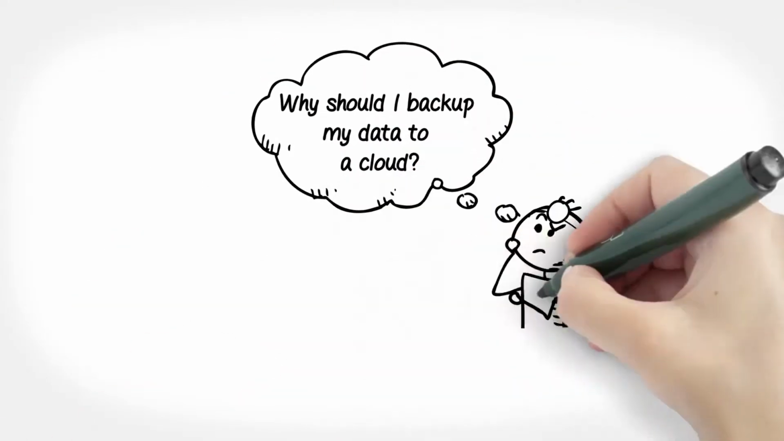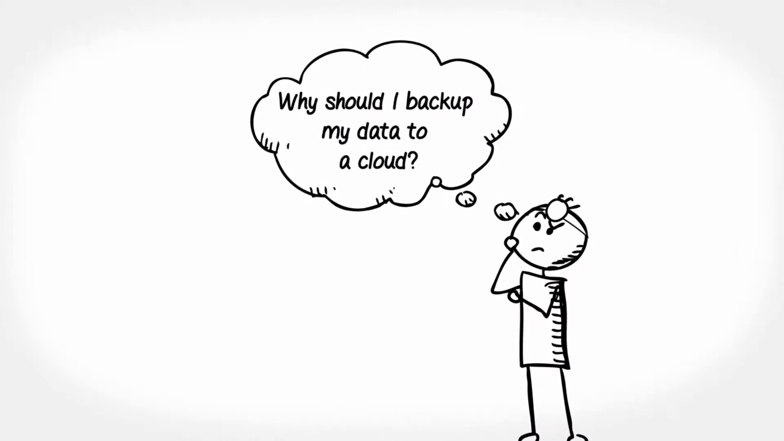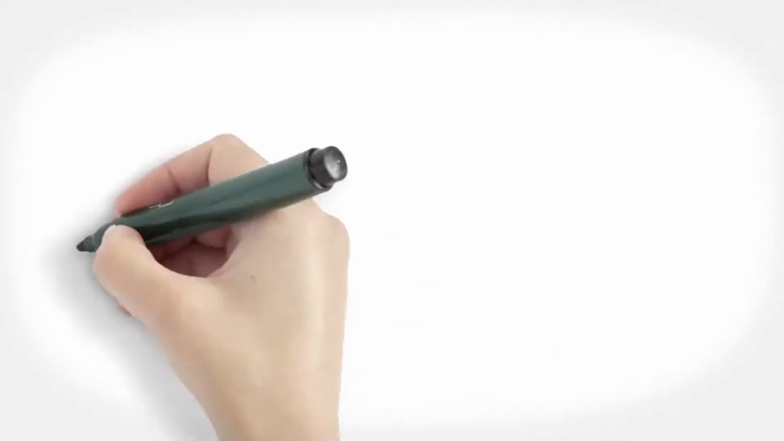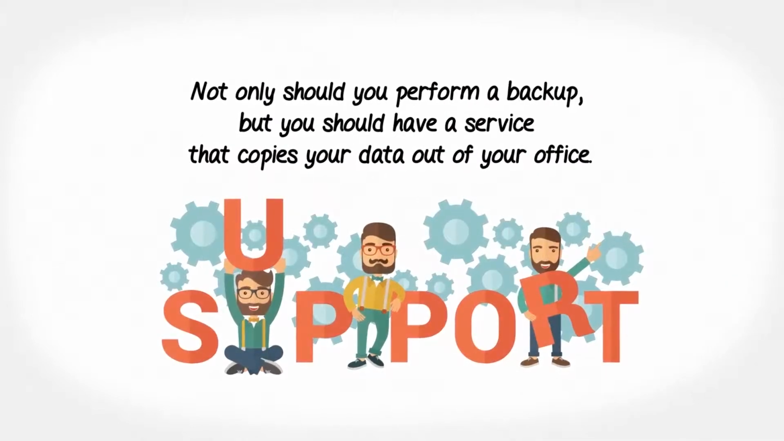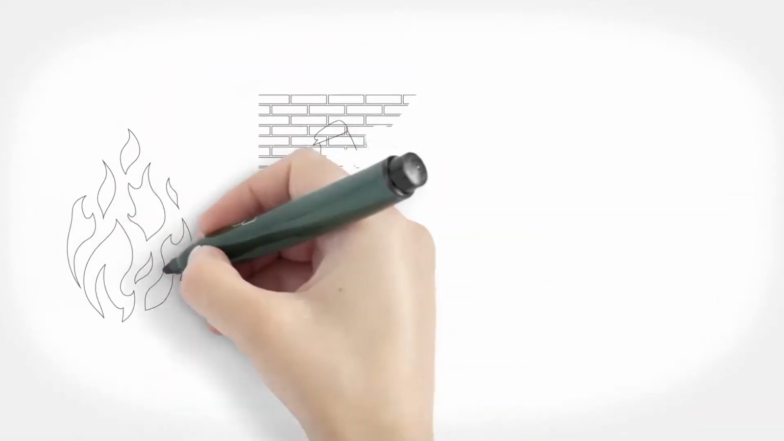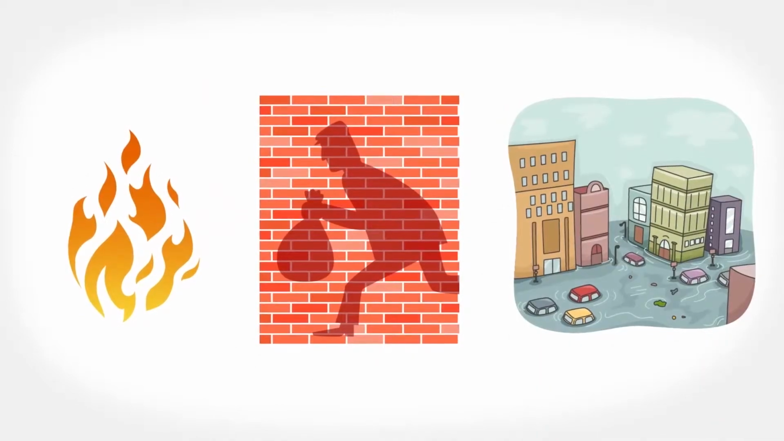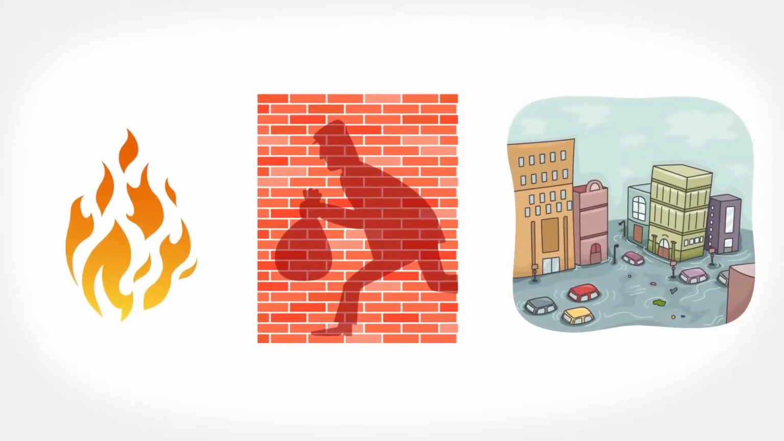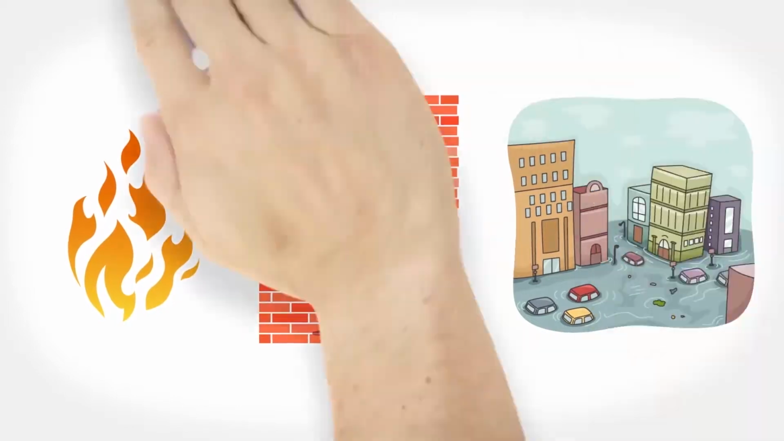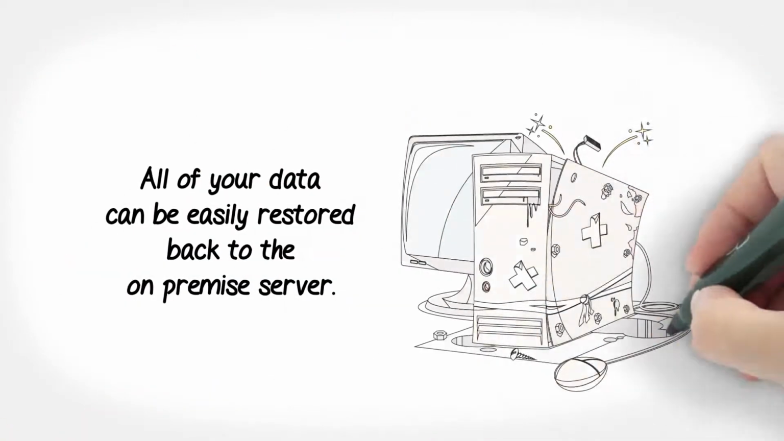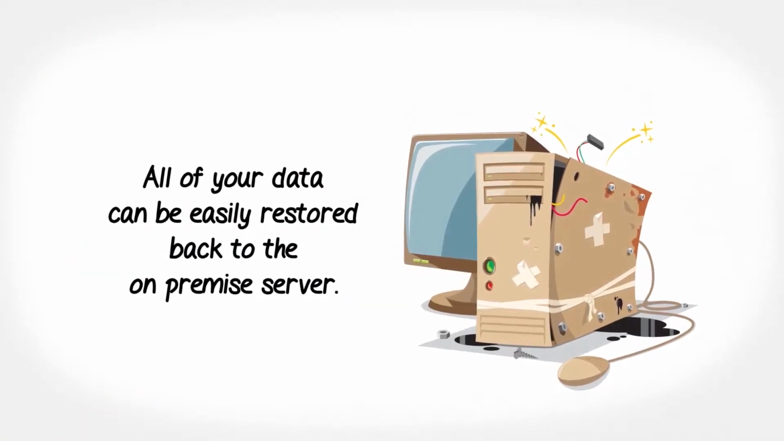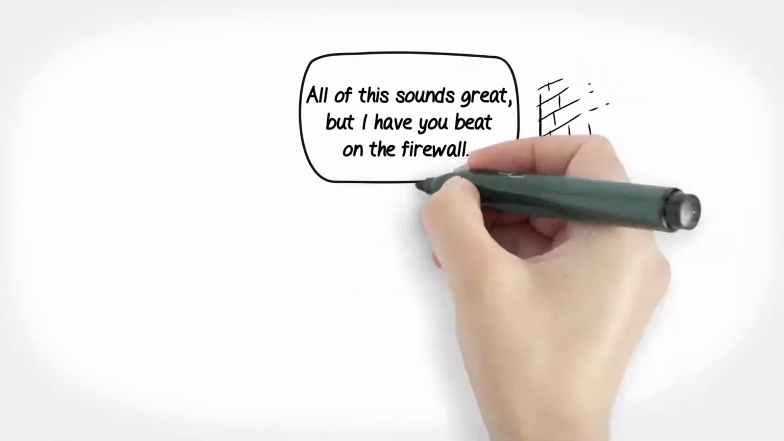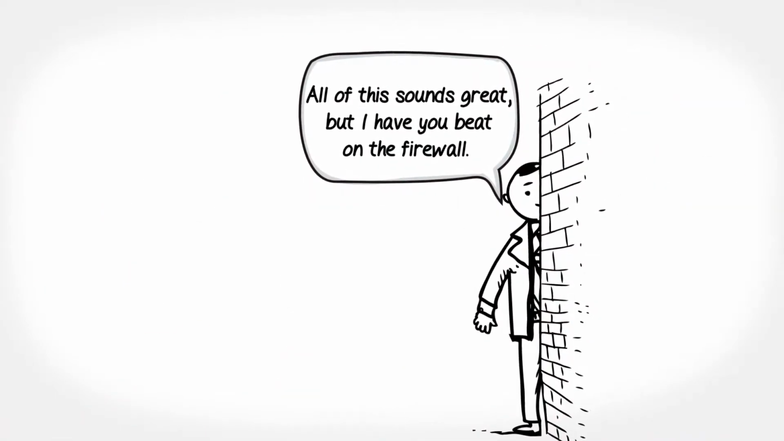Why should I back up my data to a cloud? Not only should you perform a backup, but you should have a service that copies your data out of your office. Fire, theft, water damage, and other natural disasters are just a few items to consider that could damage your PHI. All of your data can be easily restored back to the premise server.